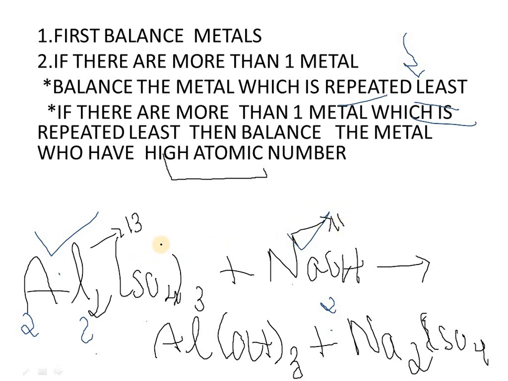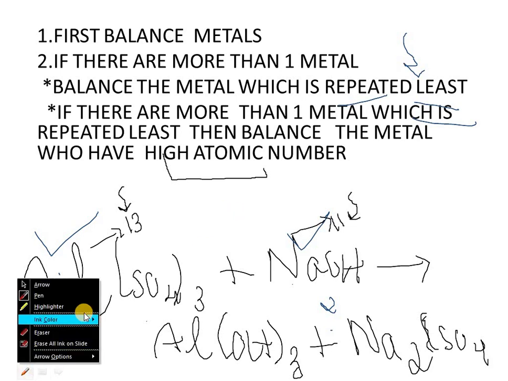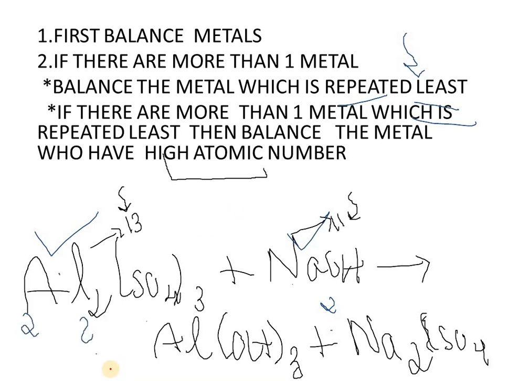Since aluminium has an atomic number of 13 and sodium has an atomic number of 11, you can see that there is a high difference in their atomic number. Aluminium has a high atomic number as compared to sodium. So our tip here says that first we have to balance that metal which has the high atomic number. So first we have to balance aluminium because aluminium has the high atomic number. On the reactant side, aluminium is 2, but on the product side only 1. So you will multiply this with 2 in order to balance it.